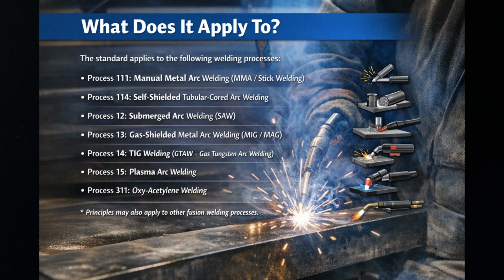Process 12, submerged arc welding, or SAW. Process 13, gas-shielded metal arc welding, which includes MIG and MAG welding. Process 14, gas-shielded arc welding with non-consumable electrode, that is TIG welding, also known as GTAW. Process 15, plasma arc welding. And Process 311, oxyacetylene welding.